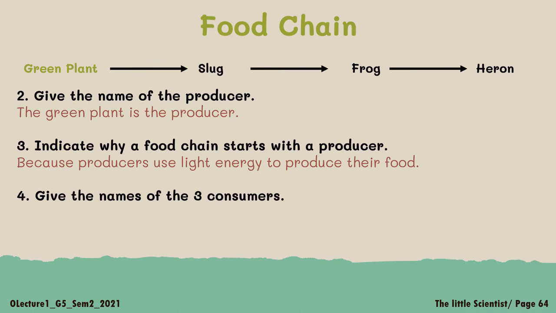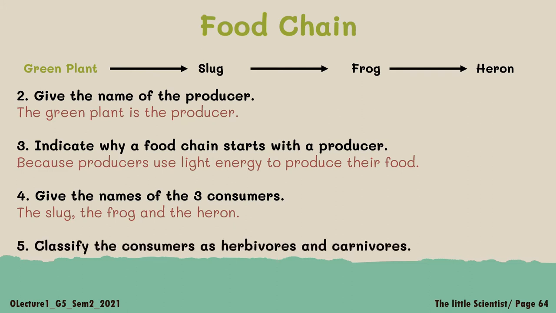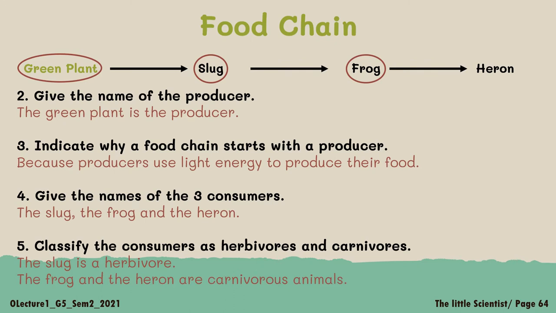The three consumers in this food chain are the slug, the frog, and the heron. The slug feeds on green plants, so it's a herbivorous animal. The frog eats slugs. The heron eats frogs. So both frogs and heron are carnivorous animals.